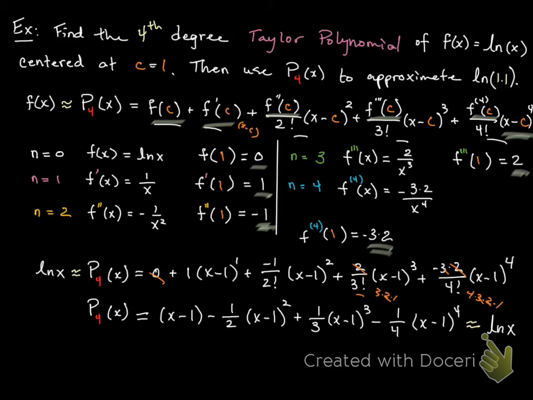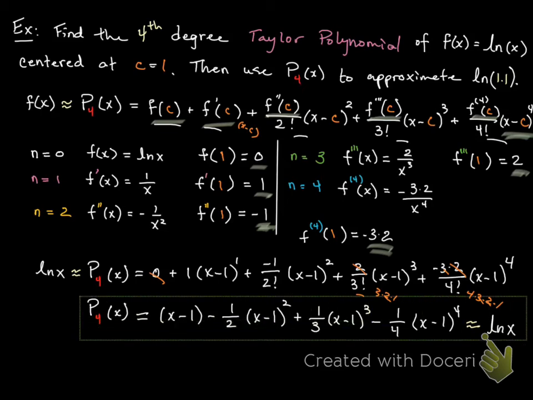Okay, so right there, that's my fourth degree Taylor polynomial. That's basically my answer here, my fourth degree Taylor polynomial. All it is is a truncated version of your Taylor series. You're stopping at a specified number of terms or a specified degree. And what we can do is we can use that to then approximate our natural log of 1.1.